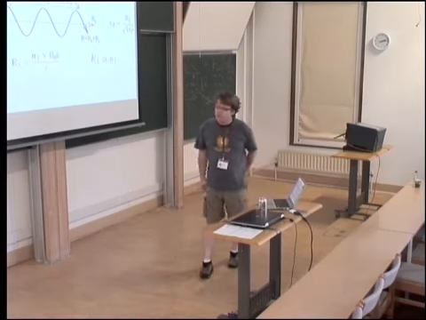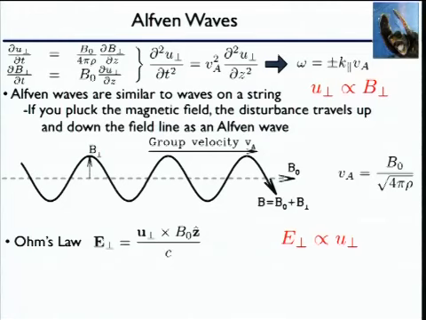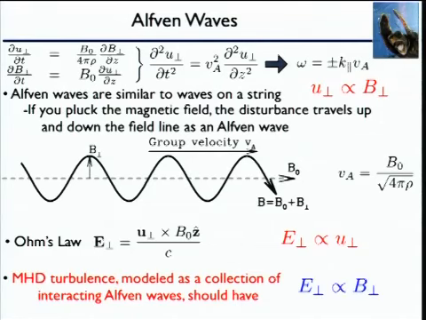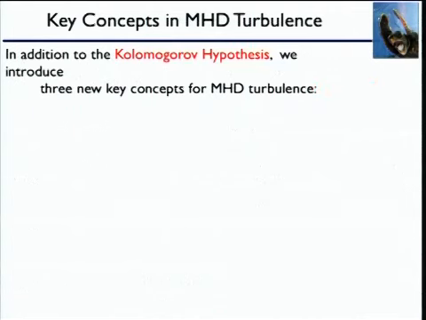From Ohm's law, we just have that E is v cross b, so we find that the electric field is proportional to the perpendicular flow. And so MHD turbulence is going to give us, as long as we're thinking only of the Alfvén waves, something where the electric and the magnetic fields are proportional to one another, and we'll get some kind of spectrum, which in a moment we'll see is k to the minus 5/3.